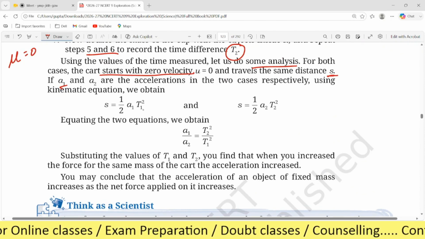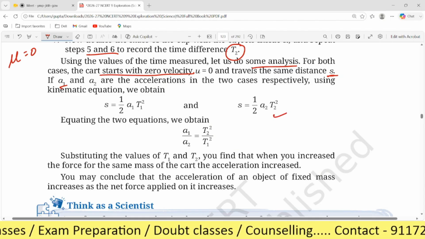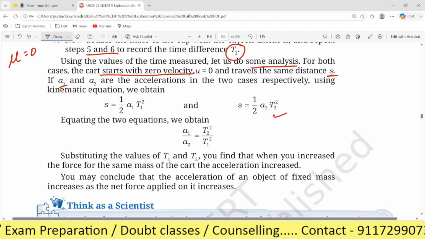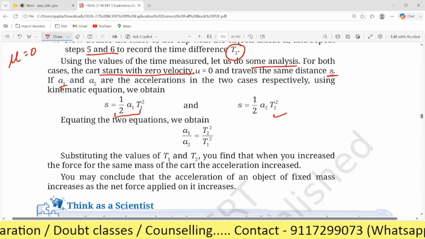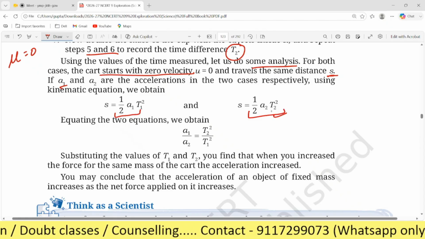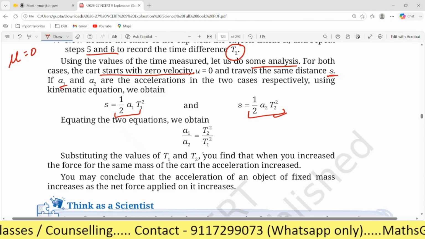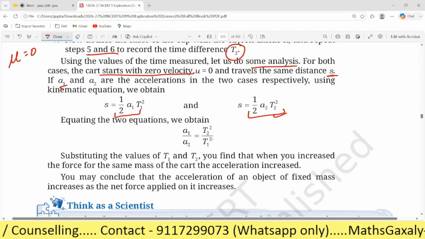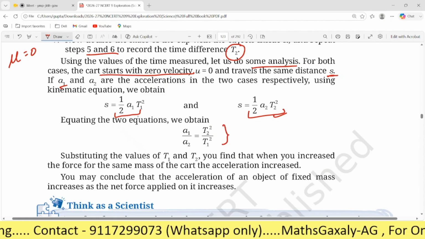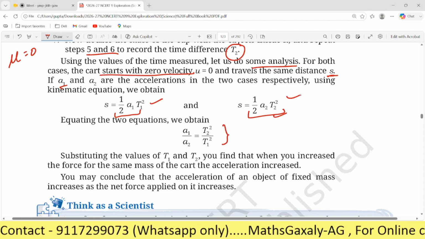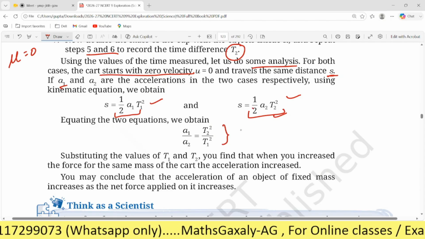s equal to half a1 t1 square, and for the second case it will be s equal to half a2 t2 square. So with the help of these two equations, the right parts of the two equations become equal, right? And when you solve it, it will be a1 by a2 equal to t2 square by t1 square. Is it clear? You have to note down these points. First this one, then this one. When you solve these two, you will get this one.